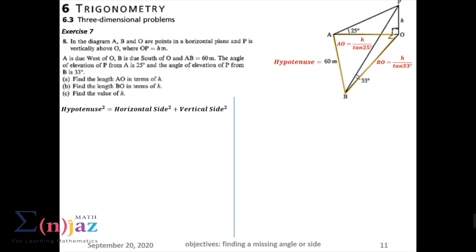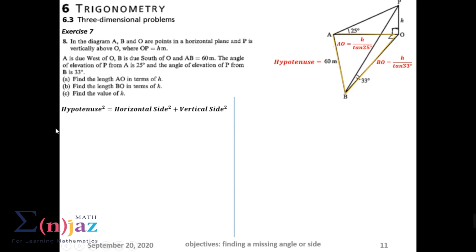hypotenuse to the power of 2 is equal to the horizontal side to the power of 2 plus the vertical side to the power of 2. And we said that normally the horizontal side is the one that is parallel to the x-axis, and this one is the y-axis. So once we specify the hypotenuse, the other two sides, one of them can be the horizontal and the other one can be the vertical. Let's substitute in this rule.